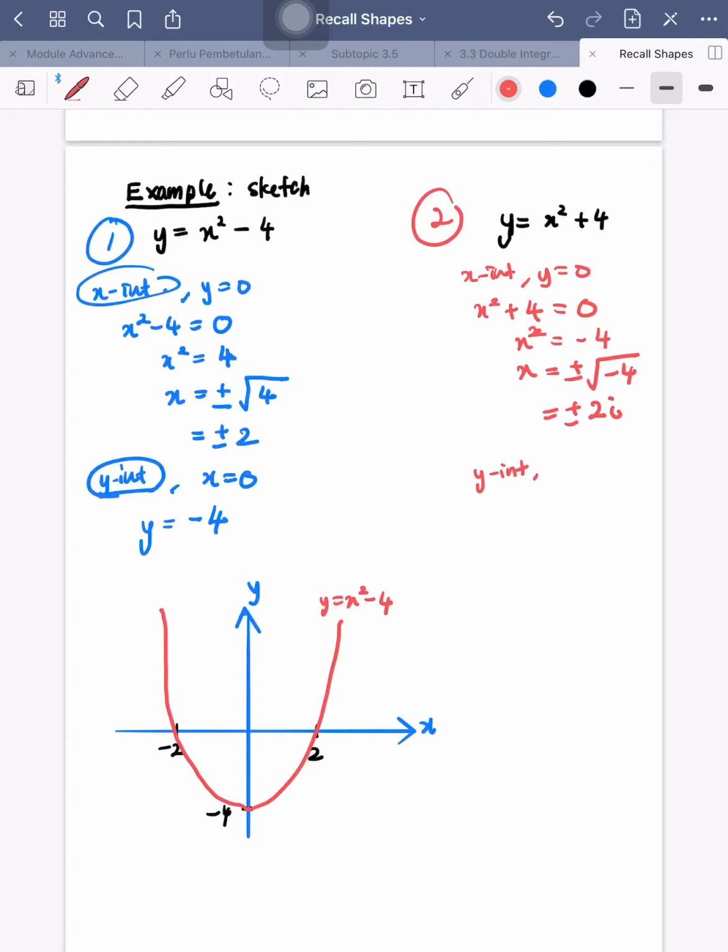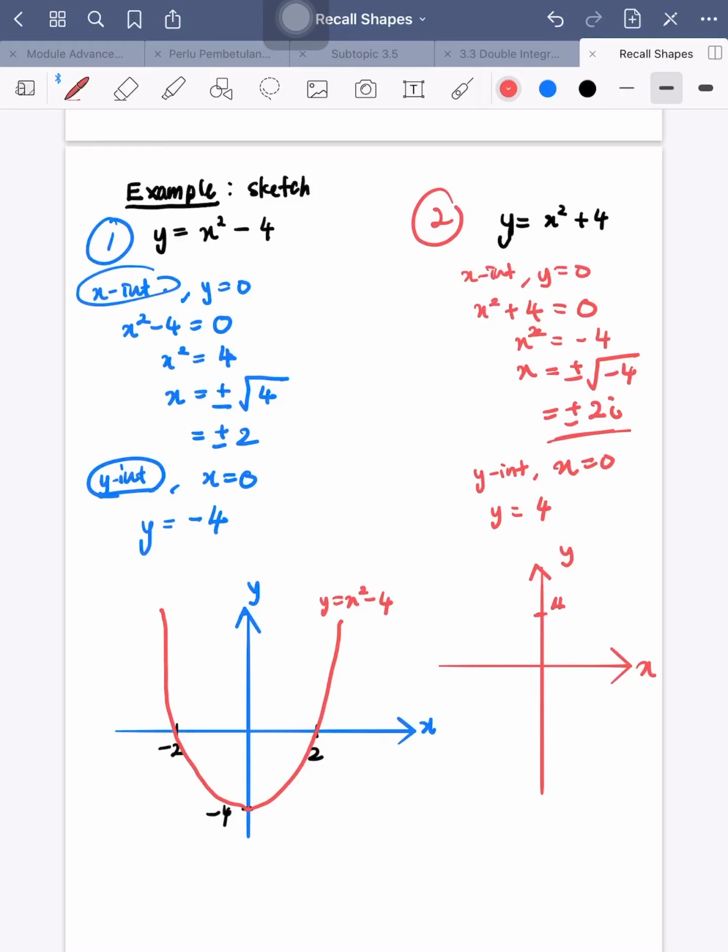Okay, y-intercept where x equal to 0. So y equal to 0 plus 4, you get 4. Okay, let's sketch. So y-axis and x-axis, and then you label it x-axis and y-axis. So there's no intersection at the x-axis after our calculations. So y-intercept at 4.